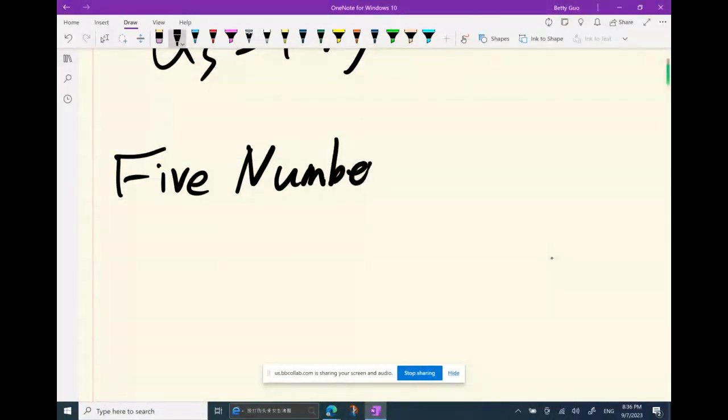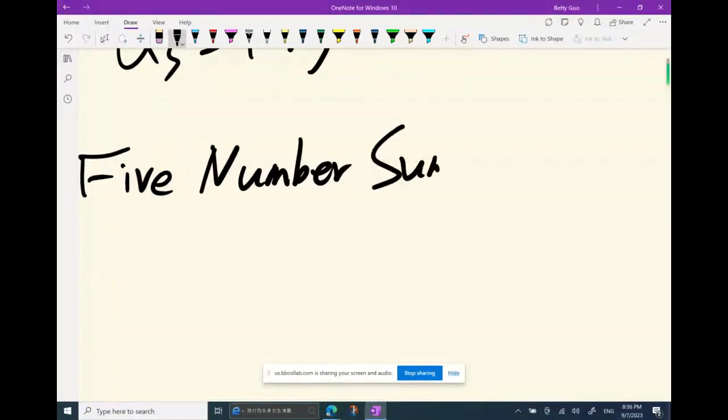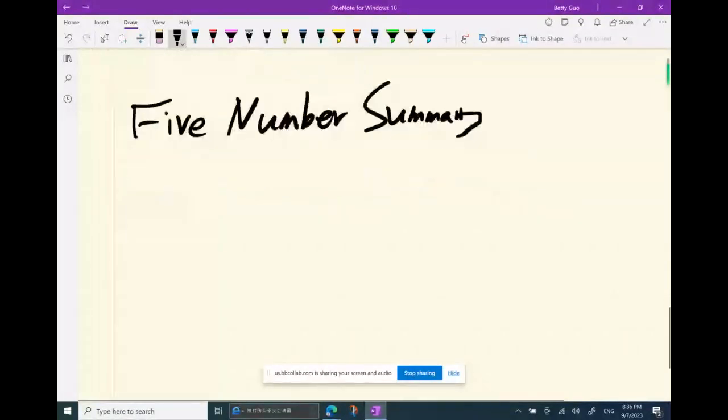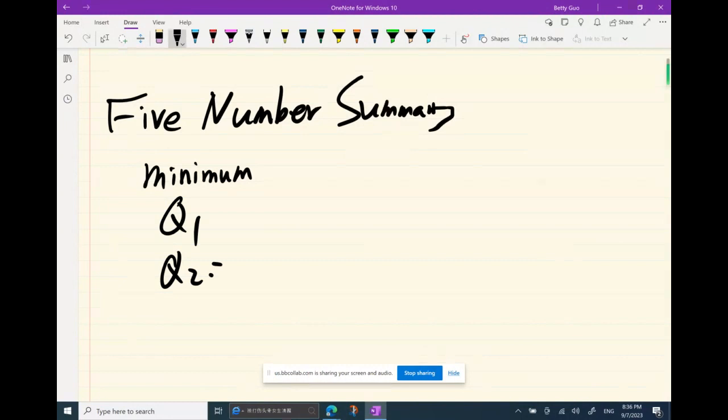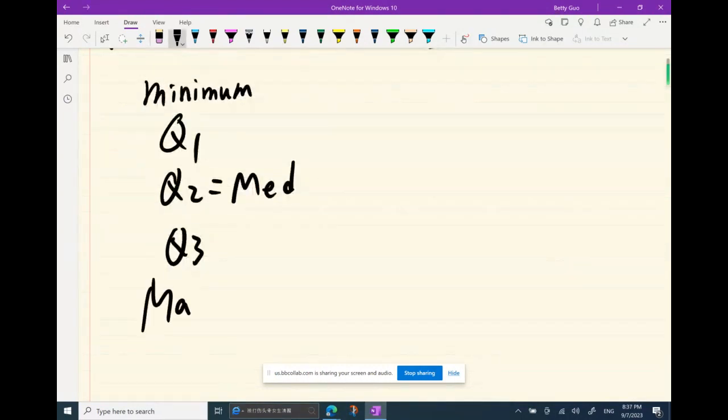The famous 5-number summary. As the name shows, the 5-number summary has 5 numbers. What are the 5 numbers? They are the minimum. We know how to find it, right? If you are given a data set, how do you find the minimum? You just look at the smallest value. The least value is the minimum. And then Q1, and then Q2, which is also the median, and Q3, and then the maximum.